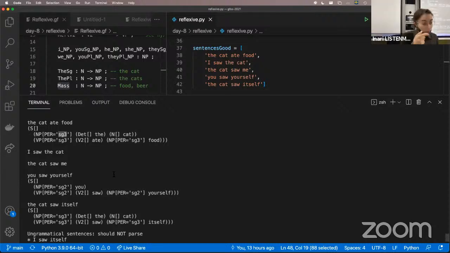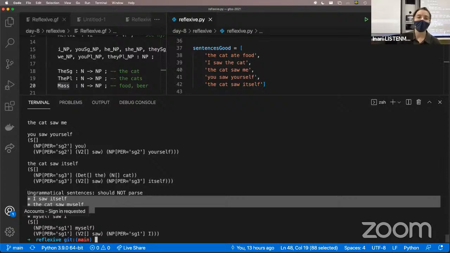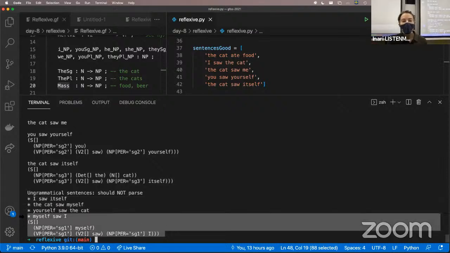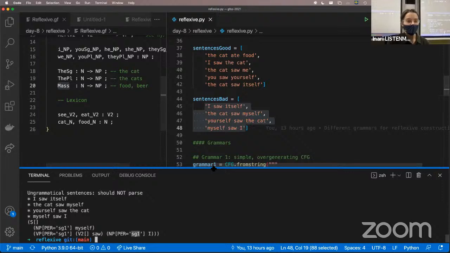Third person singular. Yeah, we can definitely add that too. That's fine. Let's add that as well. So this grammar is almost good at rejecting the ungrammatical sentences, but it ignores case, because this still allows "myself, so I", because they're both first person singular. So okay, let's do grammar engineering in Python.